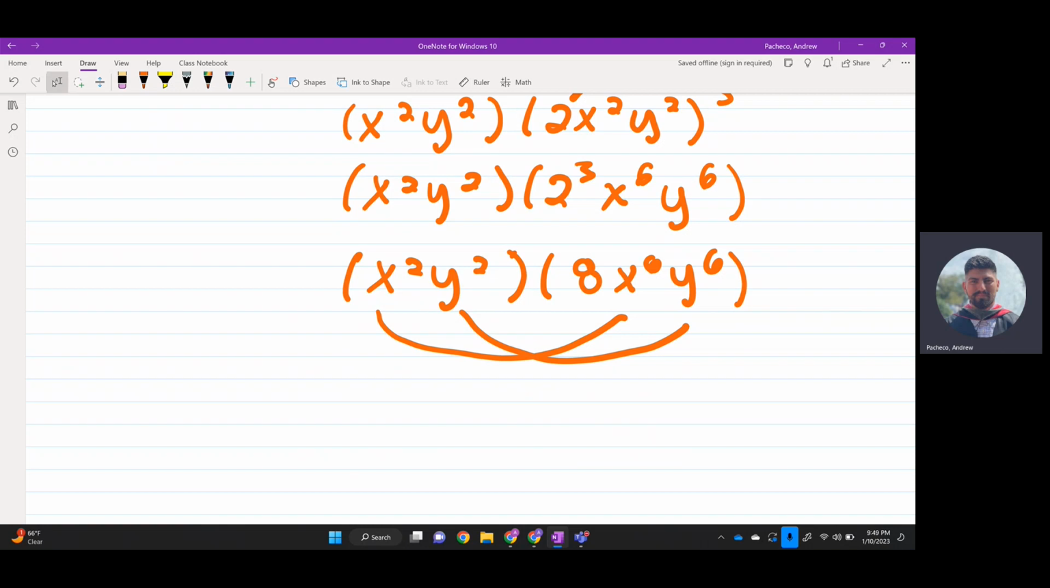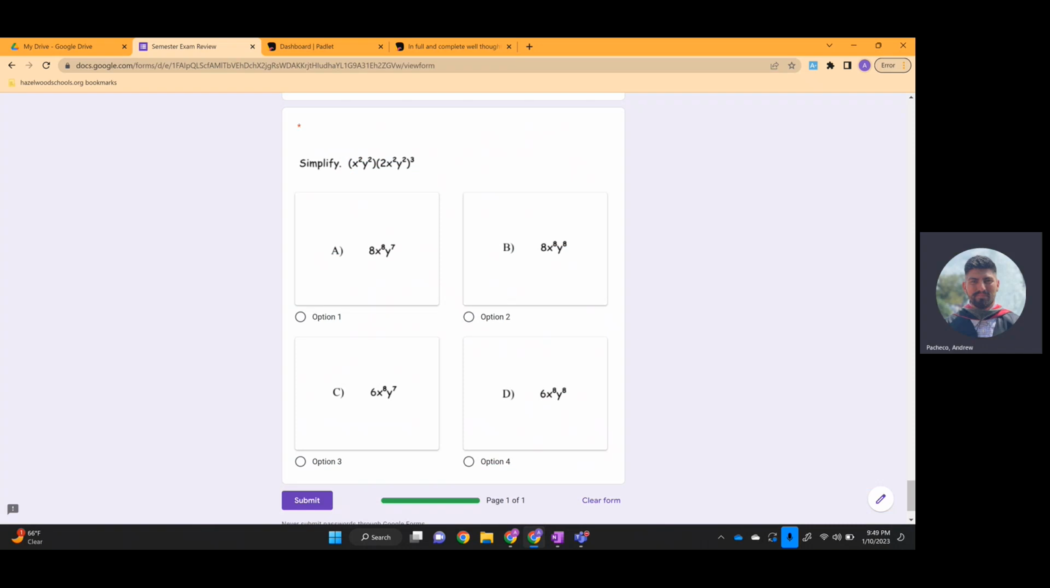So x squared times x to the 6th is going to be x to the 8th power. y squared times y to the 6th power is again y to the 8th power. So we should have 8 x to the 8th and y to the 8th. And we are finished. Make sure that you submit this.